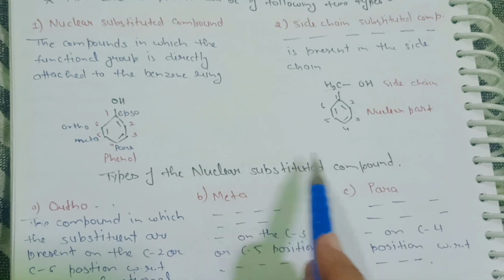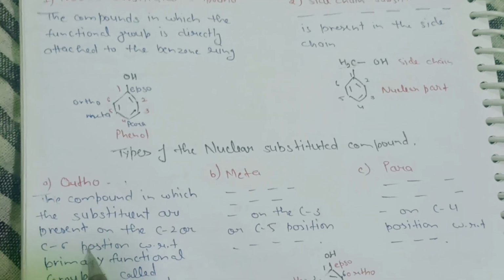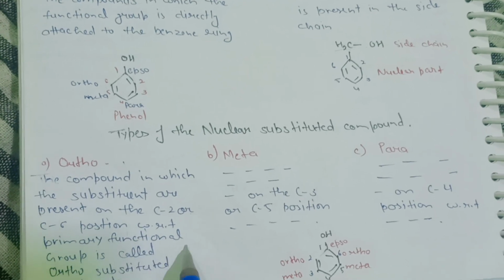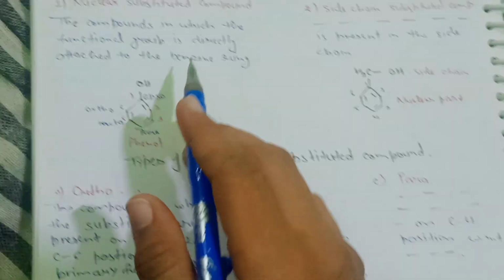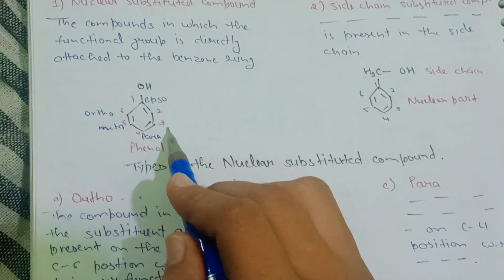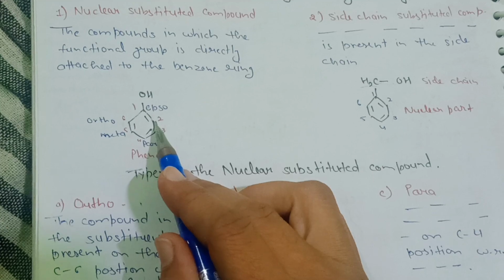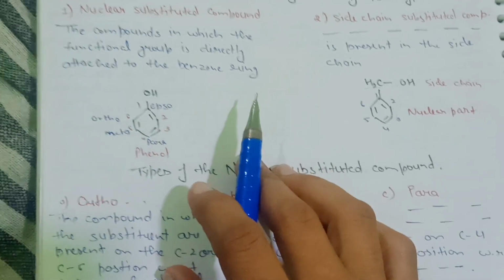Types of nucleus substitution compound. Ortho: the compound in which the substituents are present at carbon 2 or carbon 6 position with respect to the primary functional group is called an ortho substituted compound. Like here, 1, 2, 3, 4, 5, 6. If we join any group at 2 and 6, this is known as an ortho substituted compound.